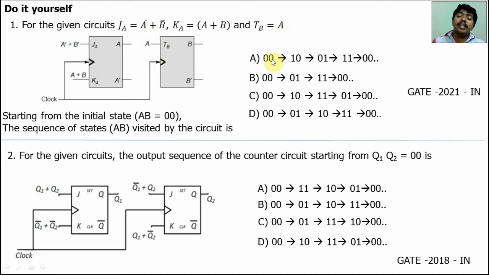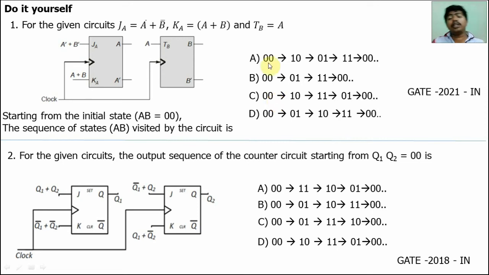Here, the initial present state is 0, 0. Find the next state when the first clock pulse is applied. If the answer is 1, 0 after the first clock pulse is applied, we may eliminate options B and D. If the output is 0, 1 after the first clock pulse is applied, we may eliminate options A and C. Then find the output for the second pulse. We may eliminate the options one by one. Then finally we can find your answer.